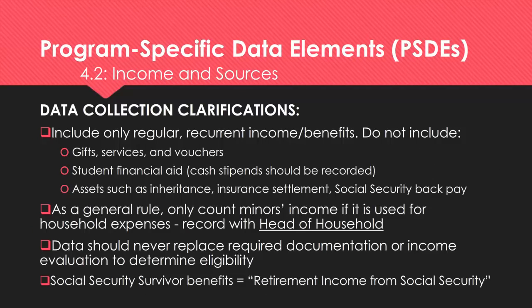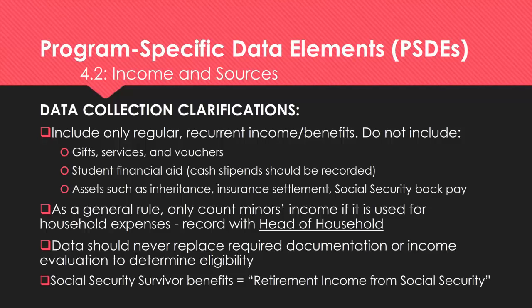Now we will talk about changes to the PSDEs, or program-specific data elements. The first one involves element 4.2, income and sources. When you enter income, make sure to only include income that is recurring. Do not include one-time income, like gifts, services, vouchers, student financial aid, or assets such as inheritance, insurance settlement, or Social Security back pay.